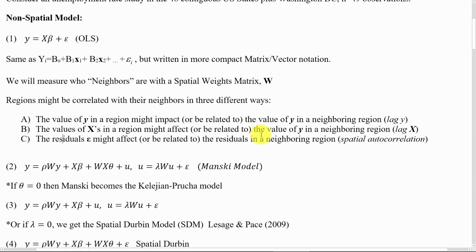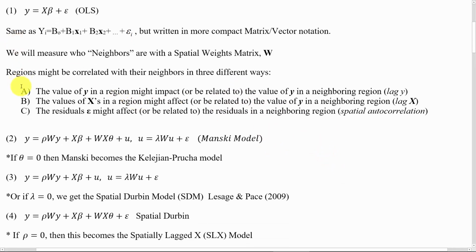So how can we build these into a model? Well, if we build all 3 of these things into one large model, this is what we call the Manski model. A Manski model says y, the unemployment rate, is going to be equal to rho, some multiplier, some fraction, generally less than 1, times the neighboring values, so w. Anytime you see w, read that as the neighboring values. So rho times the neighboring values of unemployment, that would be building in the first idea here, the lag y's.